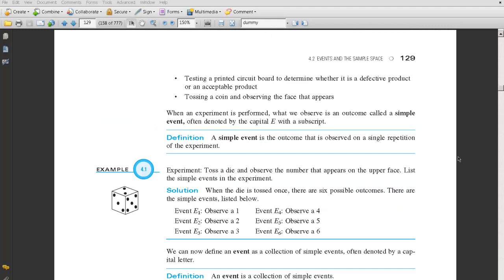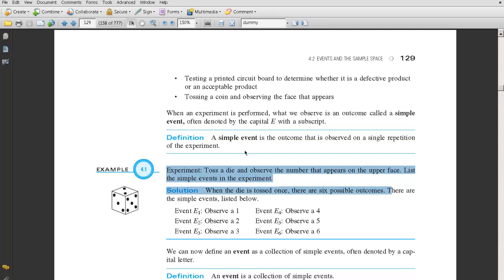So we have an experiment, for example, rolling a die, and then we talk about the outcomes of the experiment, what can happen in that experiment. So we talk about simple events versus what they call compound events. So here's an experiment. Toss a die and observe the number that appears on the upper face. List the simple events in the experiment. So a simple event is the outcome that is observed on a single repetition of the experiment.